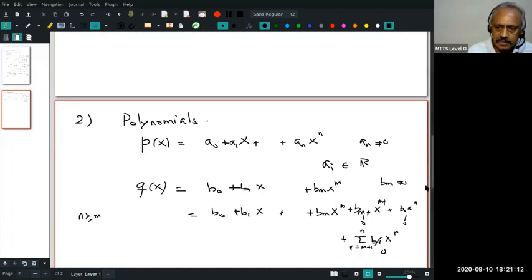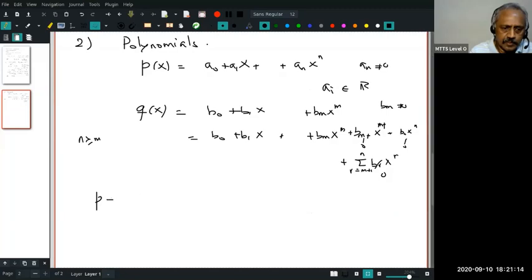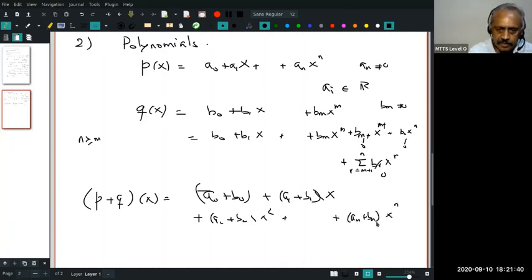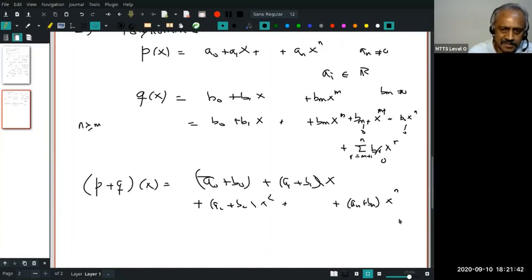Right? Therefore, what is p plus q? I want to define an addition of polynomials. (p+q)(x) must be a polynomial. So what are the coefficients? The coefficients are a0 plus b0. Next one will be (a1 plus b1) times x. Next one will be (a2 plus b2) times x squared, and so on, plus (an plus bn) times x^n. Do you see something very interesting?